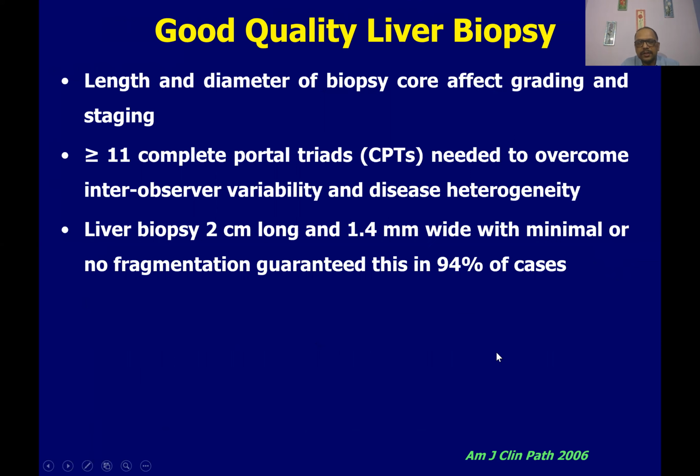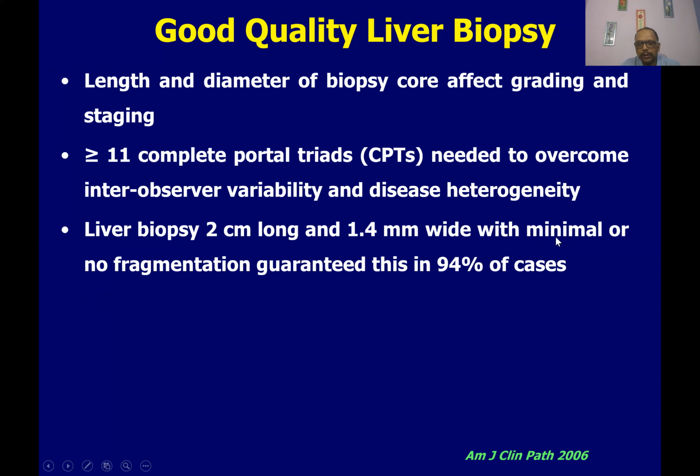Now, before we discuss the EUS guided liver biopsy, what are the qualities of a good quality liver biopsy? We all know that length and diameter of the biopsy core affects the grading and staging in diffuse liver diseases. And studies have shown that at least 11 complete portal triads should be visualized in the histopathology specimen, which is needed to overcome the inter-observer variability and disease heterogeneity.